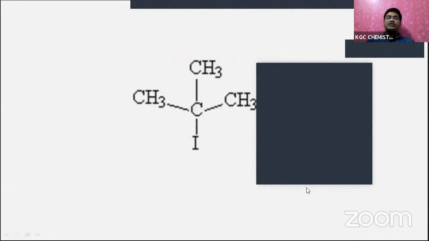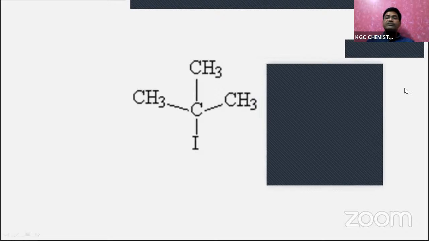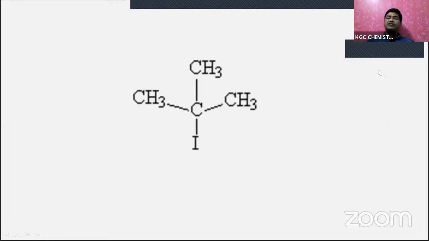Can anybody name this compound? I'm looking for your response. Post your answer in the chat box. 2-iodo-2-methyl propane. Very good. Okay, this is 2-iodo-2-methyl propane. Right. Very good. Now let us go for another one.